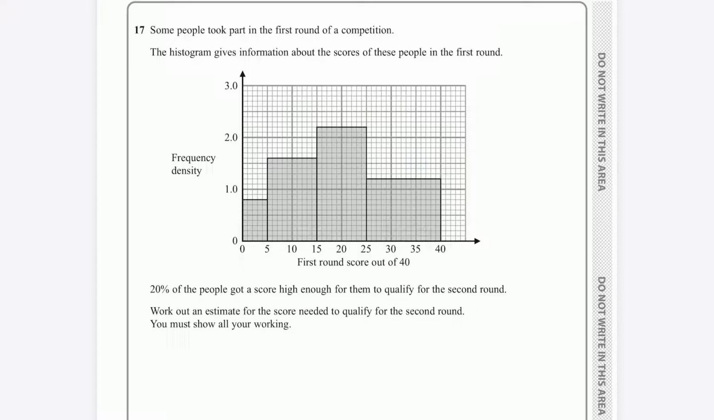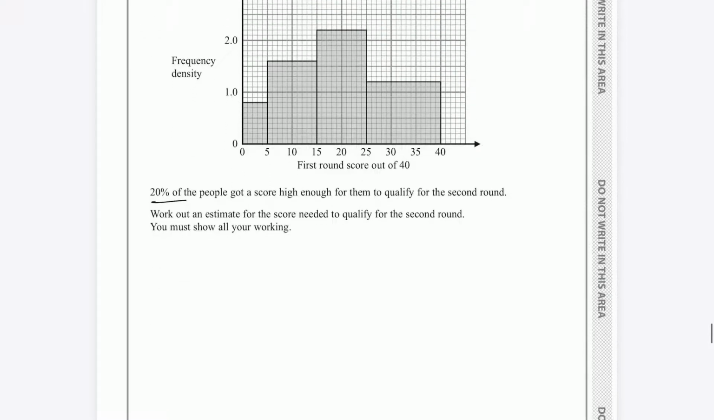Question 17, we've been given a histogram of some people that took part in a competition and their scores for the first round out of 40. 20% of the people got a high enough score for them to qualify for the second round. We're looking at an estimate for the score needed to qualify. We've been given the frequency density and the scores, so we can look at each section. So that is going to be A, B, C, D.